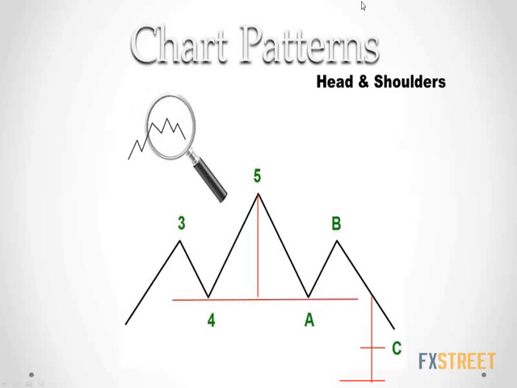However, if we consider that ABC pattern to be a 1-2-3 pattern, so a motive wave instead of a corrective wave, then the head and shoulders target would be quite accurate. Let's just see how that looks on a real chart, shall we?